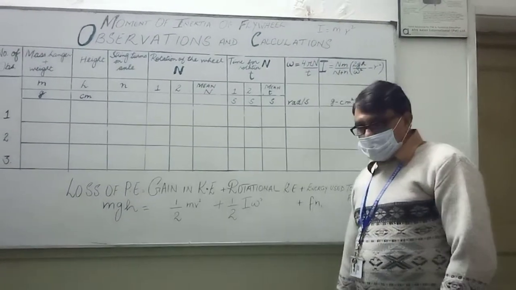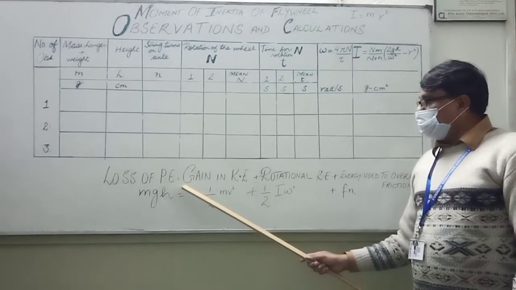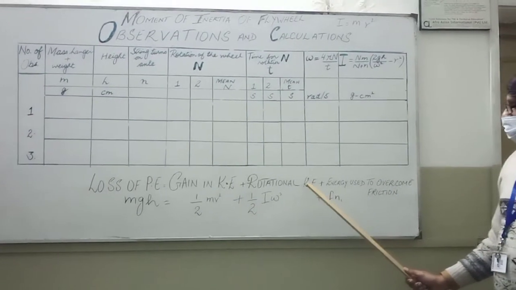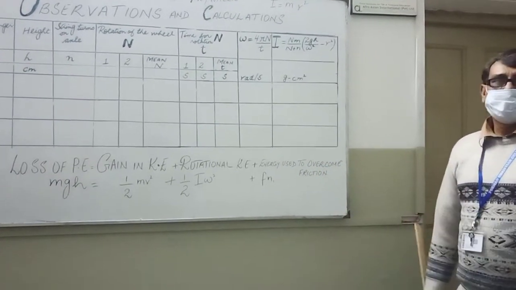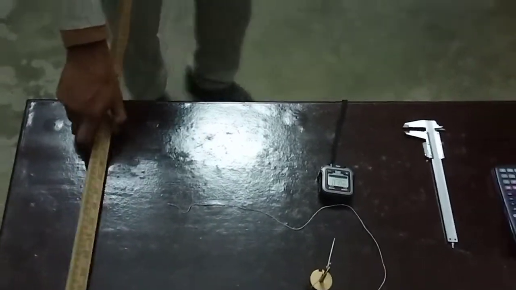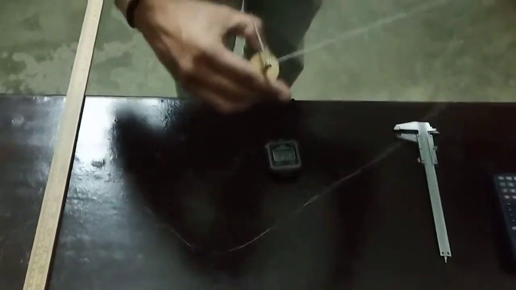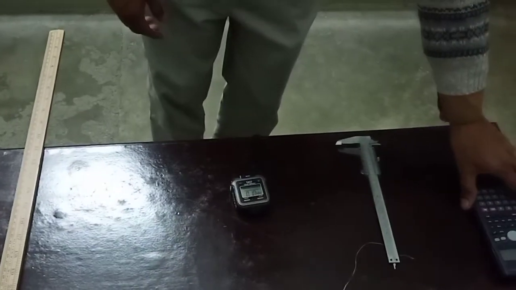So what we are going to perform over here: loss of potential energy is equal to gain in kinetic energy plus rotational kinetic energy plus energy used to overcome friction. These are the apparatus we are going to use. You can see this is the meter rod, this is the stopwatch, the slotted weights with thread, the vernier caliper, and you can use the calculator for the calculations.